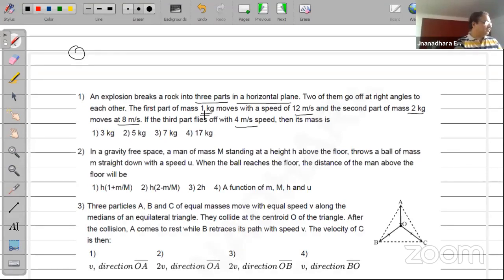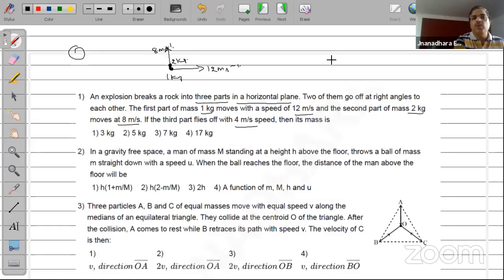I thought I'll write down a diagram here for this. First one is of 1 kg, moving with 12 meters per second. The other mass is 2 kg, and moving with a speed of 8 meters per second.